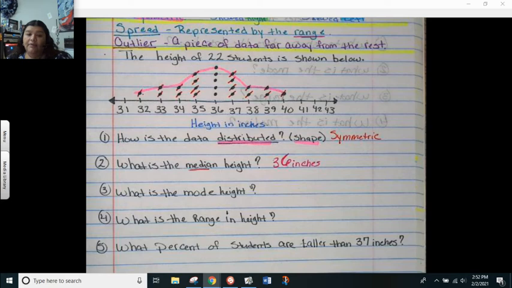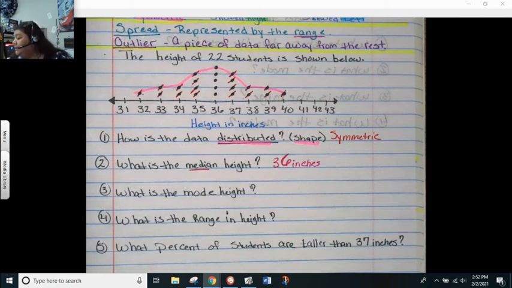So again, this one was easy to see because it's symmetrical, but if you had a skewed right or skewed left or no shape at all, you'd have to make sure you go one from the right, one from the left, one from the right, one from the left, and keep on going until you find the dot in the middle.